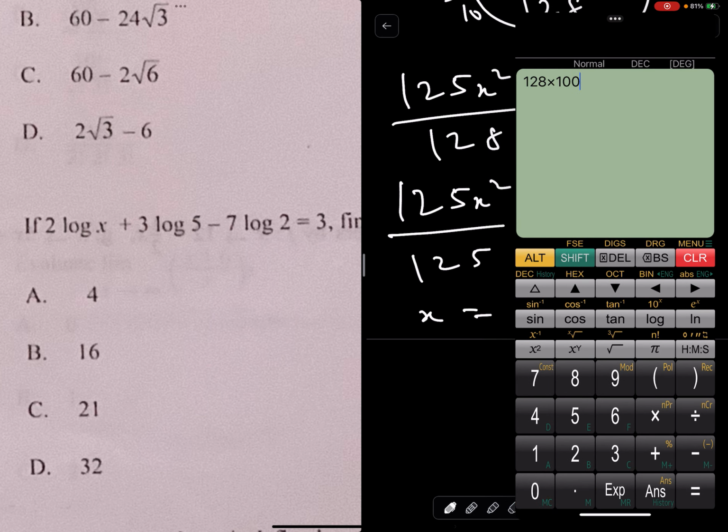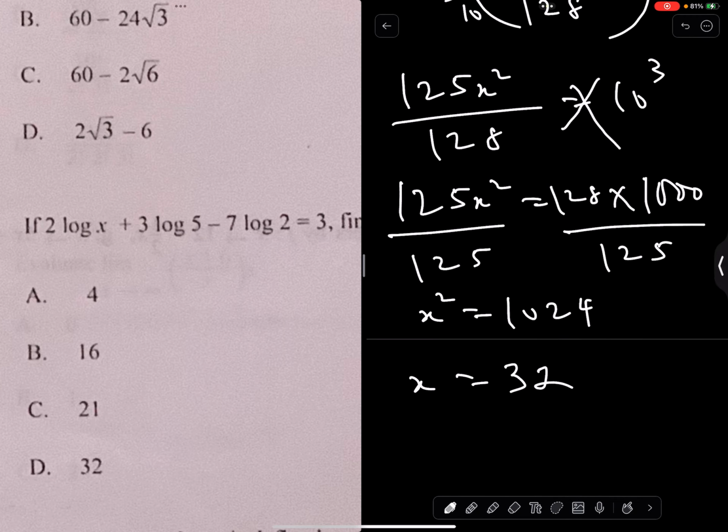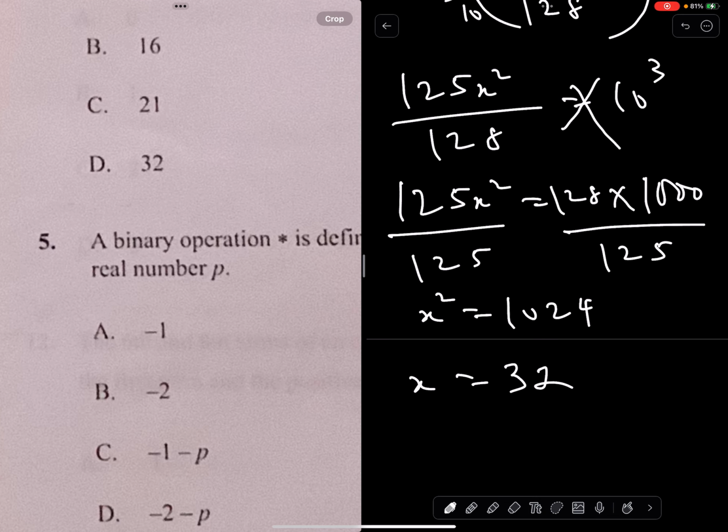128 times 1000 divided by 125. That's 1024. And that's x squared. x squared is 1024. So x is going to be the square root of 1024. That's 32. Straight we go to the next. What's the next? That was number 4. The correct option, by the way, is D.